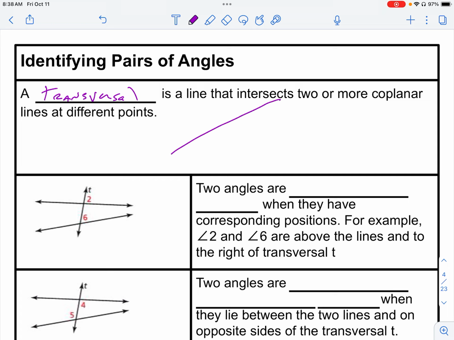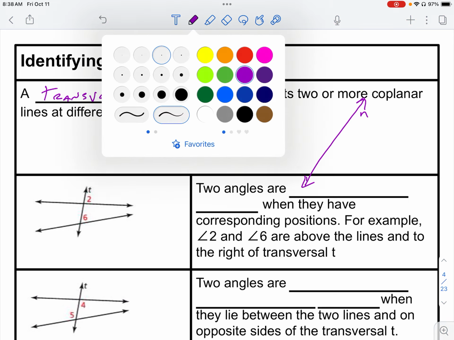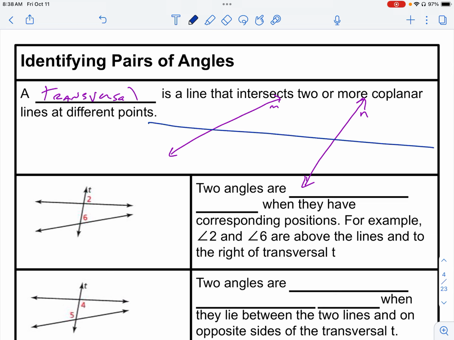Well, here we have a line M, and over here, we can do a better line than that. We have line N, and we have a line L that intersects the other two lines. So line L is a transversal.